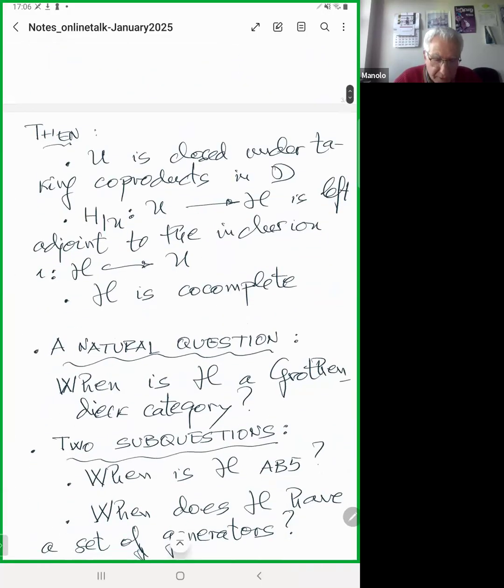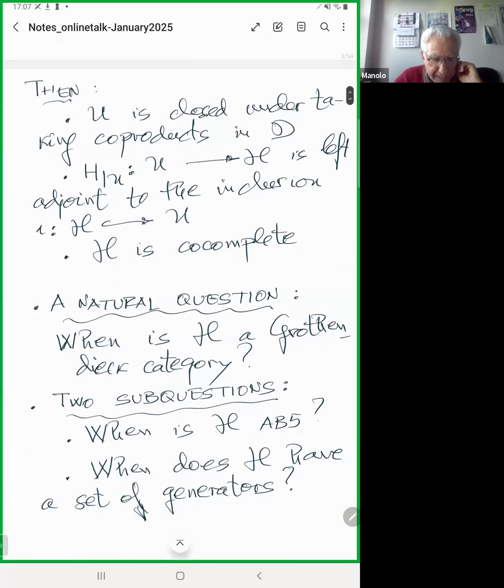In this situation, the aisle is closed under taking coproducts. If you restrict the cohomological functor to the aisle, then you get a functor which is left adjoint to the inclusion of the heart into the aisle. And third, H is a cocomplete abelian category.